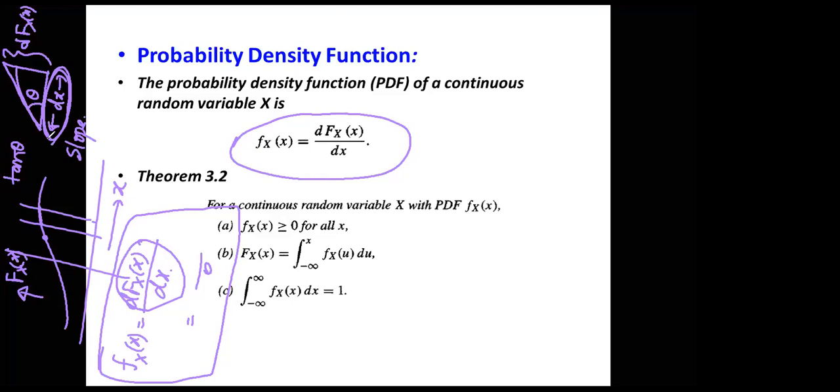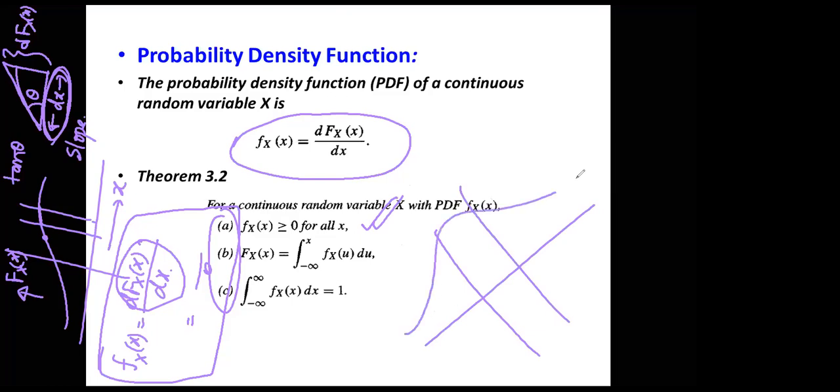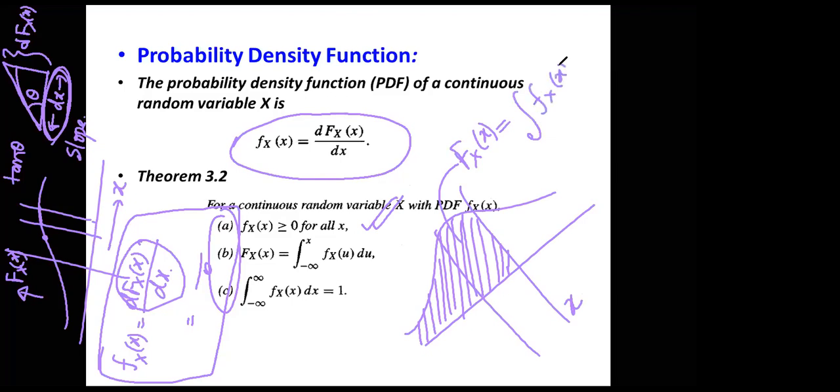This PDF has some properties. The first property is that the PDF cannot be negative. It is always more than zero. And if I know the PDF value, then at a particular point x, the CDF will be the summation of all the probabilities before that value of x. So the CDF can be found from the PDF by integrating the probabilities from minus infinity to that particular point x. This is the CDF from PDF.